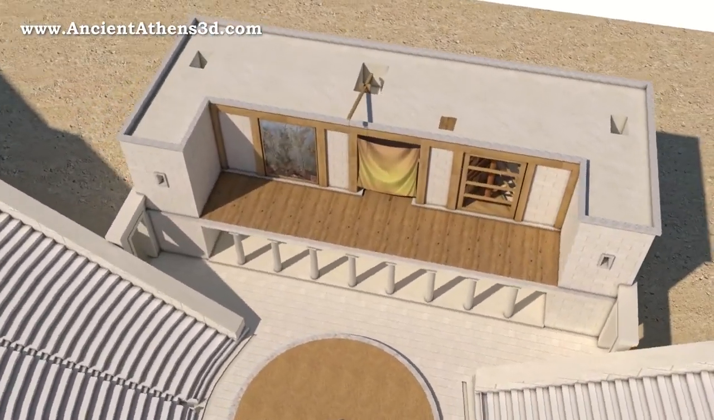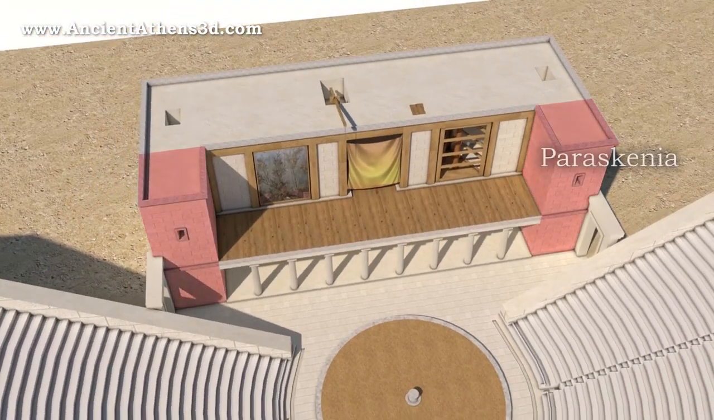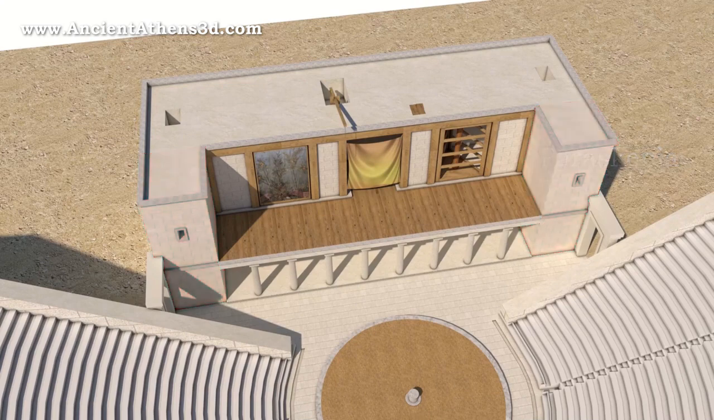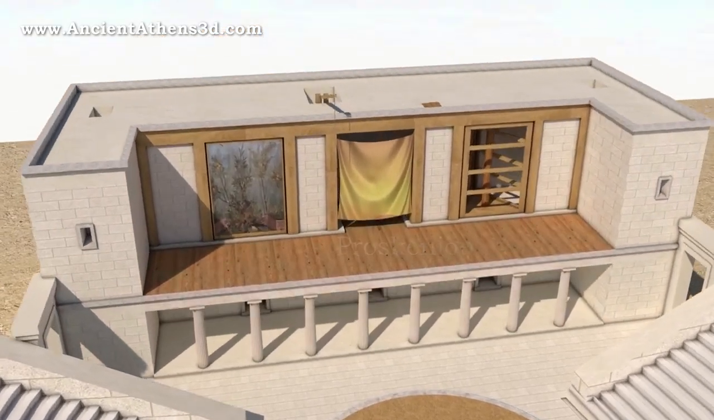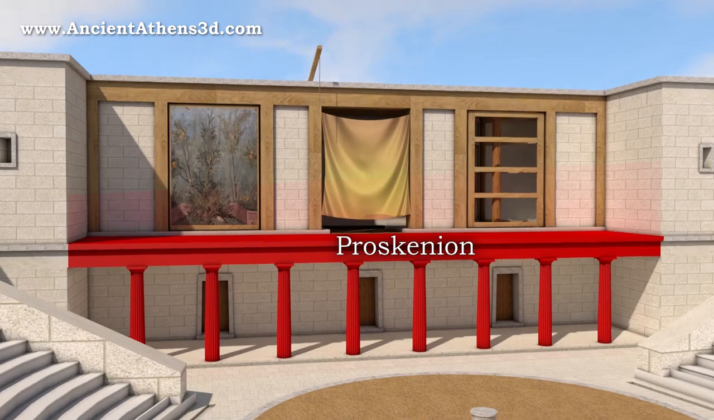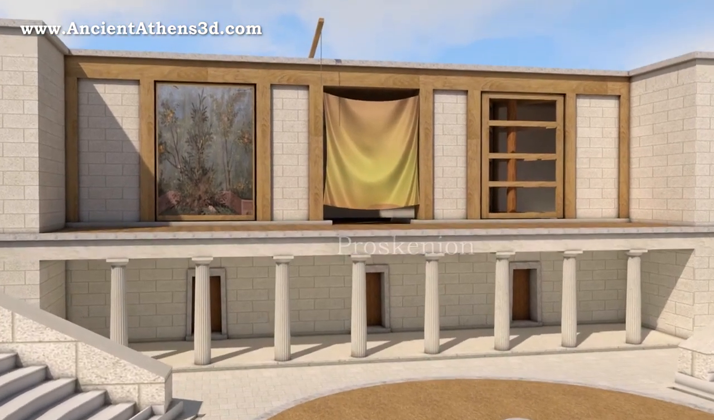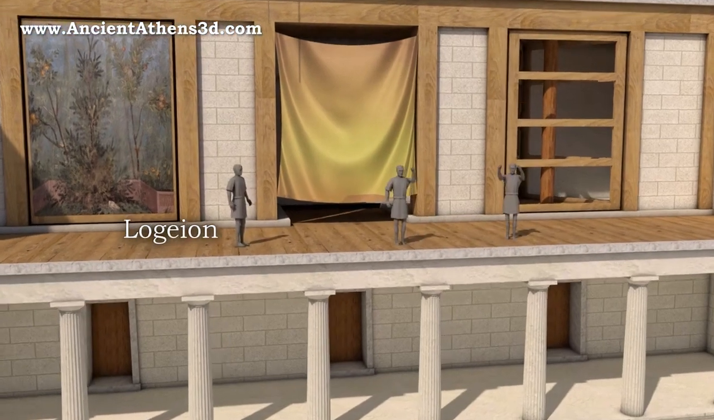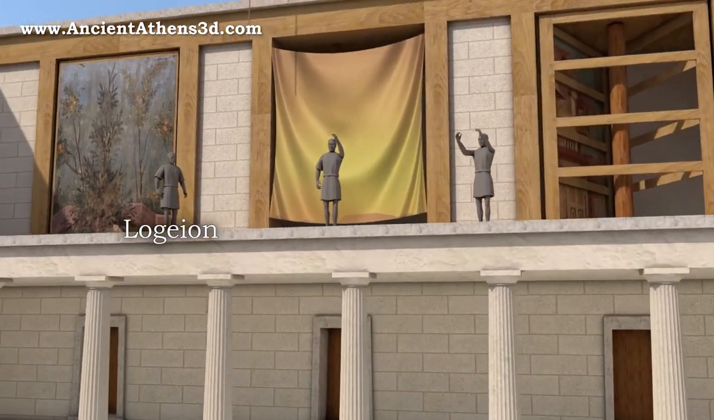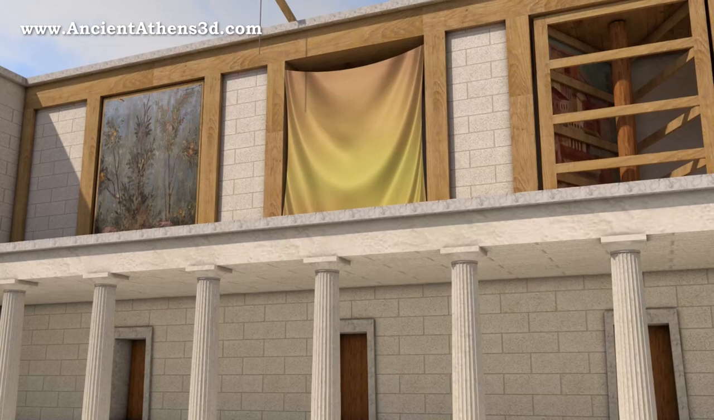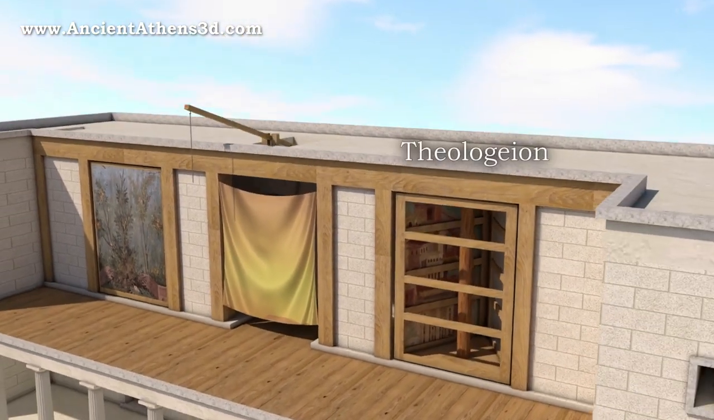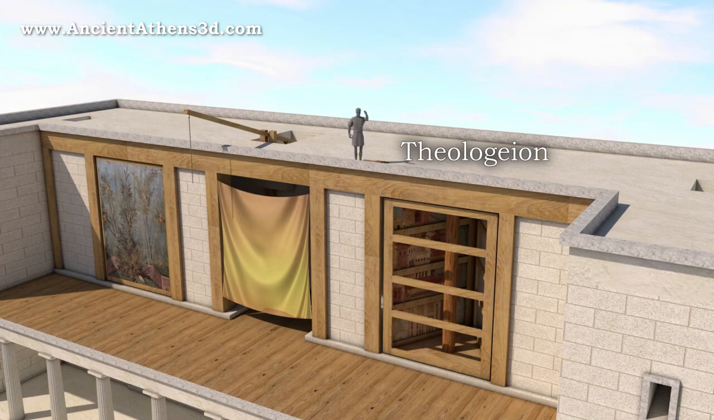The skene was divided into sections. The paraskenia were the two protruding wings, which served as a storage space. The proskenion was usually a colonnade, located on the facade of the skene. Its top was called logion, and was the actor's area of performance. In the larger theatres there was an additional level called theologion, used for the appearance of gods.